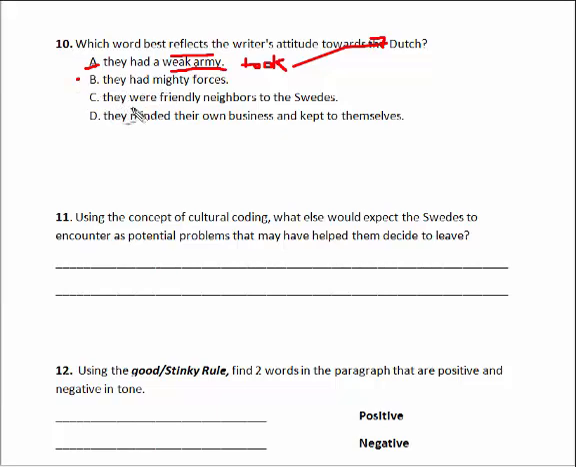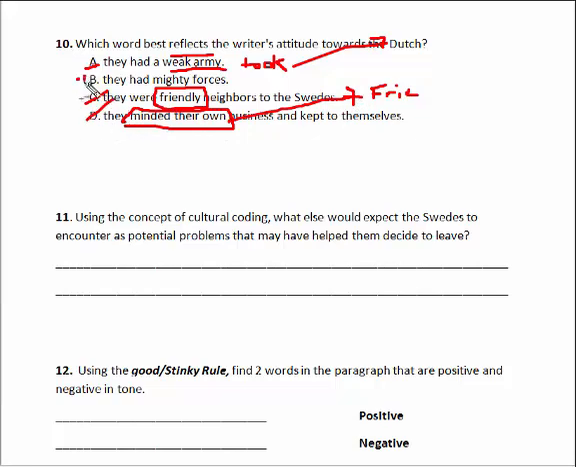C, they were friendly neighbors to the Swedes. That is off topic. They never said that. In fact, they said that there was friction. When there's friction between the two colonies, you can assume that that is going to be a negative thing that can be crossed out. D, they minded their own business and kept to themselves. They didn't mind their own business because, once again, there was friction. We can cross that one out.